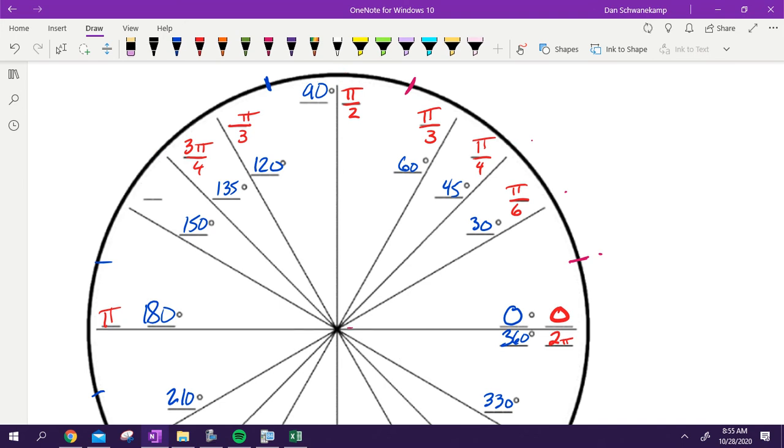You could do it with 30 degrees. Here's 30 degrees. That's 1/6. If I add 30 to that, it'd be 2/6. If I add 30 to that, it'd be 3/6. If I add 30 to that, it'd be 4/6. 30 to that would be 5/6.